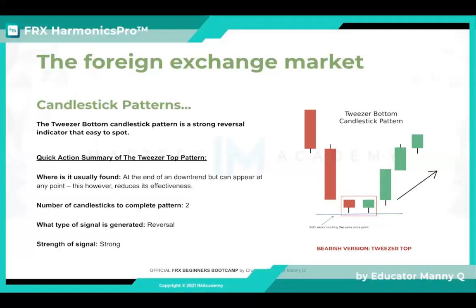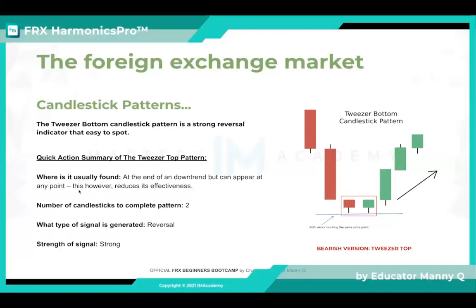I like to use tweezer tops and tweezer bottoms because they are very strong reversal indications that are extremely easy to spot. This is basically two consecutive type of doji candles that are forming next to each other.